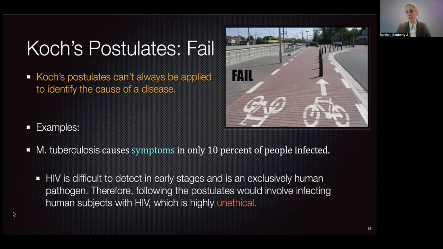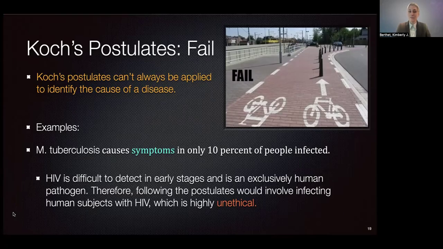For example, if we're looking at tuberculosis, if we're looking for people infected that have signs and symptoms, well, only about 10% of the people actually infected display signs and symptoms. So it wouldn't be a good example for Koch's postulates.